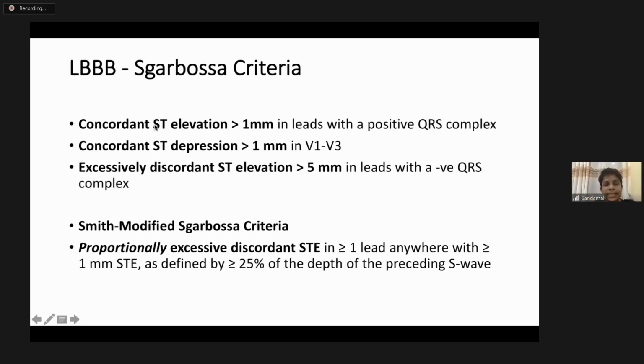That is what we call concordant ST elevation. That is, QRS complexes are positive and the ST segment is also elevated, and it is more than 1 millimeter. In leads where QRS complexes are negative, mostly in V1 to V3, usually you get a little bit of ST elevation there, but if ST depression occurs more than 1 millimeter, then that is also significant. And if the ST segment elevation is more than 5 millimeter in these same leads where QRS are negative, then that is also considered to be significant and considered to be acute MI.